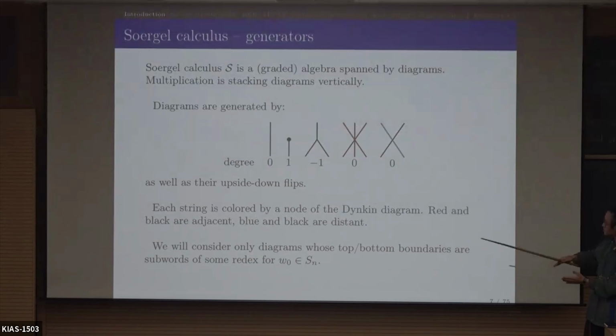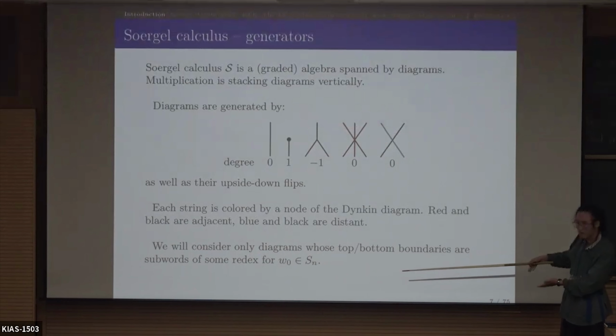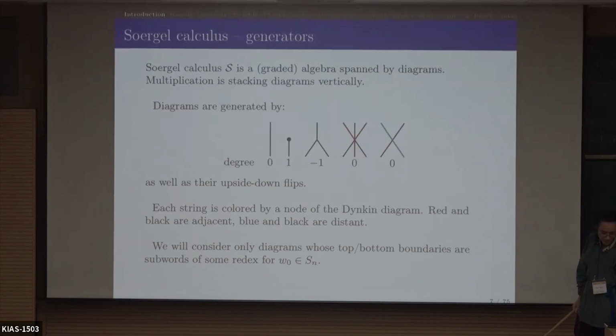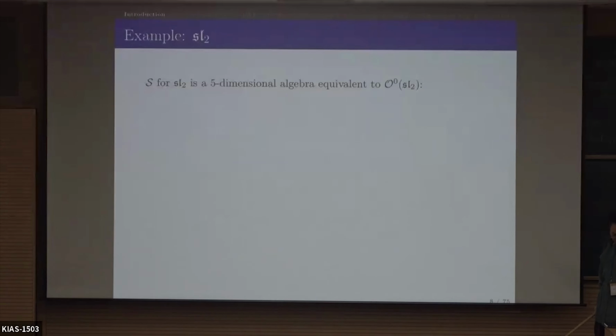And we will only consider pictures where the top and bottom boundary of the pictures correspond to subwords of some reduced expression for the longest word of the Weyl group. You can really replace the longest word with some other thing, but this is a technical thing that we'll talk about later if we have time. So all of that's a lot of mumbo jumbo. What's an example? This is a central example we'll focus on today, or one of the central examples.